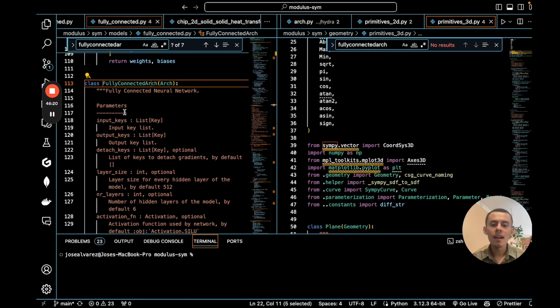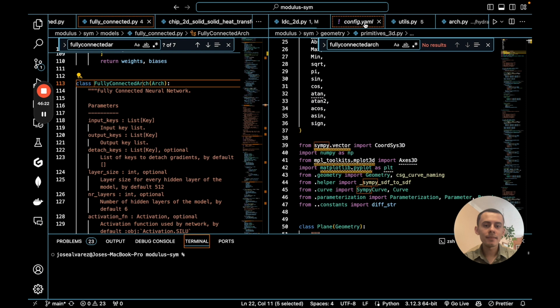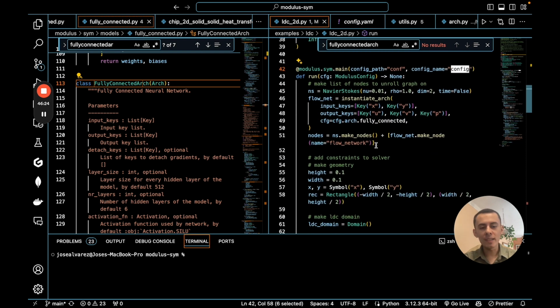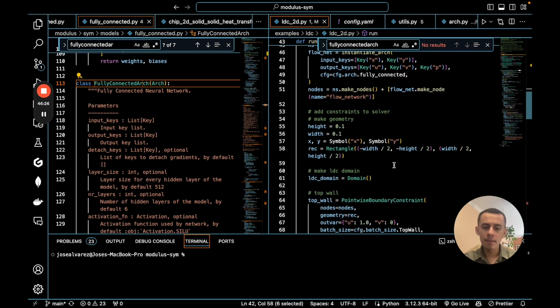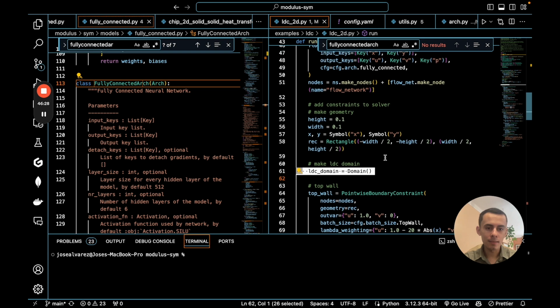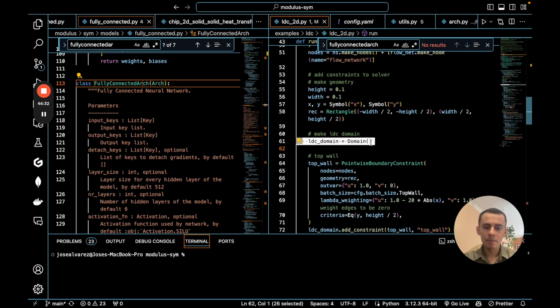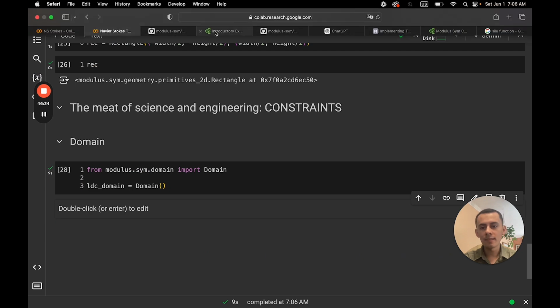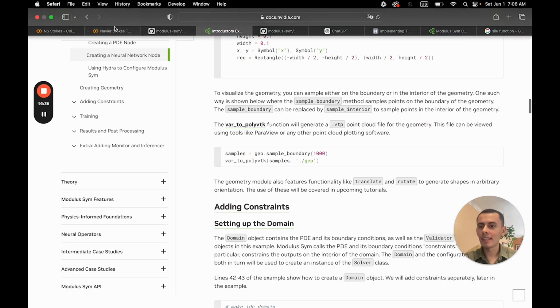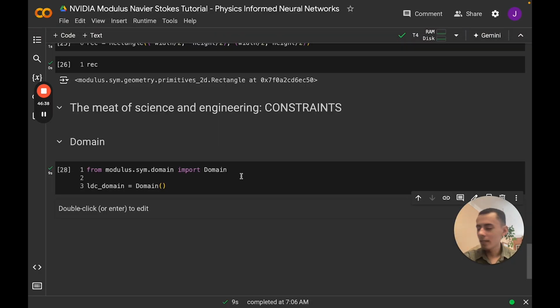The Domain class. Again, all I'm doing is following the example. Perhaps doing a few things differently, like the instantiation of the flownet, but this comes from this introductory example, so you can check that out too, in case you didn't get that already, which I've mentioned a lot of times. Okay, so we get the domain. Now the boundary constraints.